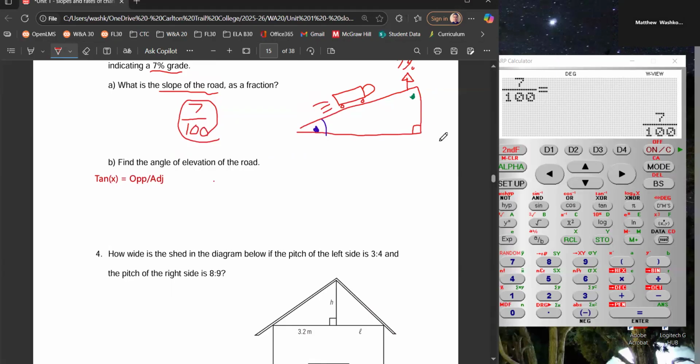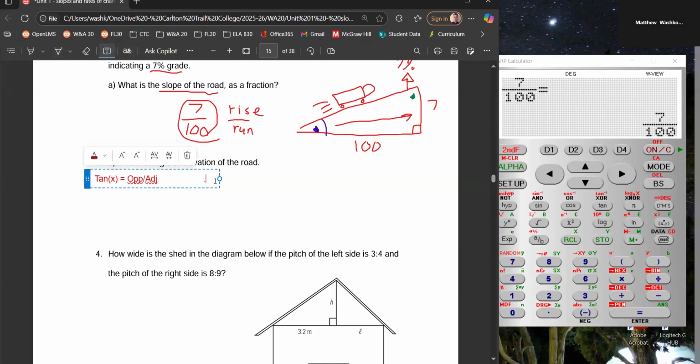I don't have any numbers here. Well, here's what I know. This is rise over run, right? So it's a rise of 7, might be meters, might be feet, might be inches, for every 100 it runs. So I do have numbers. In this case, which was my opposite? The 7. So my tangent is equal to my opposite, which is 7 over 100.